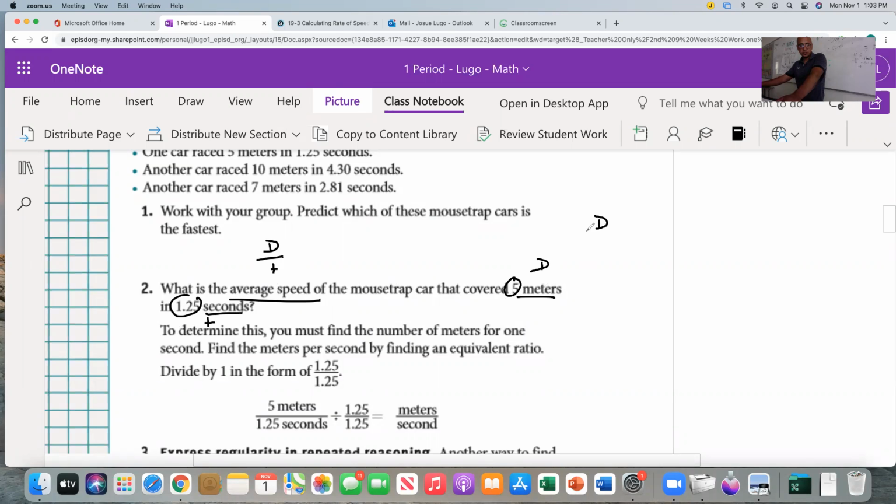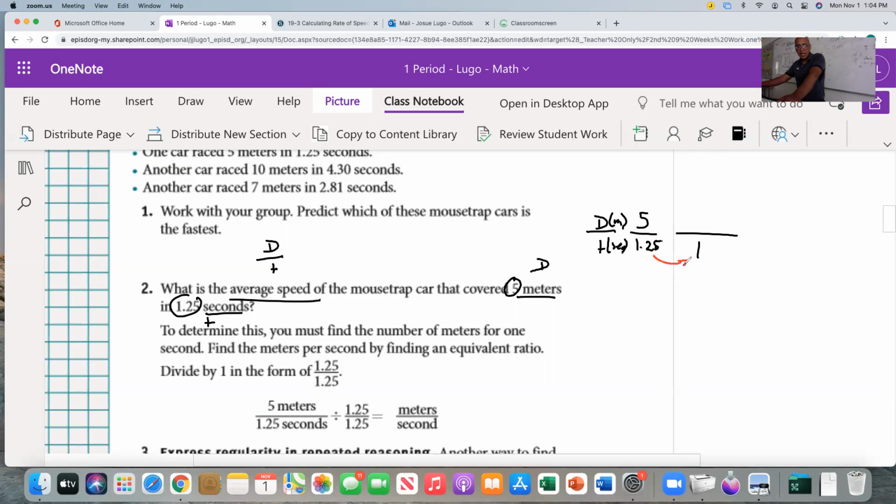So we have distance over time, specifically meters over seconds. 5 meters in 1.25 seconds. But again, I want to know the average speed, the distance traveled in 1 unit of time, so that's going to be in 1 second. Now, this should look very familiar, ladies and gentlemen. Again, I have my ratio of meters per second, 5 meters in 1.25 seconds, but I want to know how many meters are being traveled in 1 second.